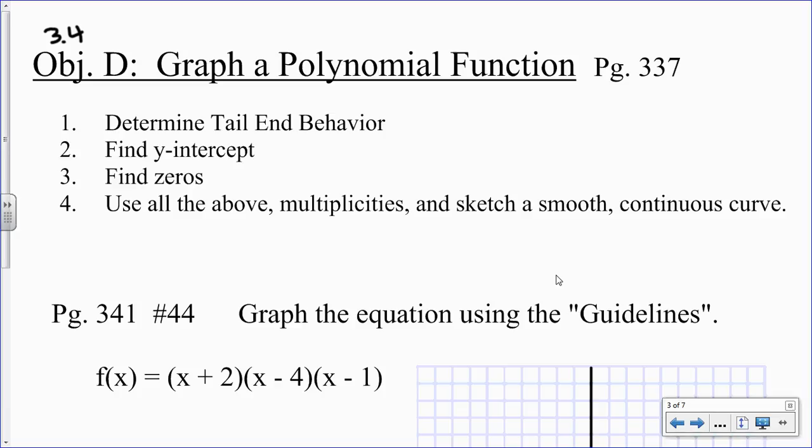So these are the guidelines to go through these graphs. So you should be writing these guidelines down. The first thing we'll do is find the end behavior, if we can. And then the y-intercept, then the zeros. And I'll use all of that and the multiplicities to sketch a smooth, continuous curve.